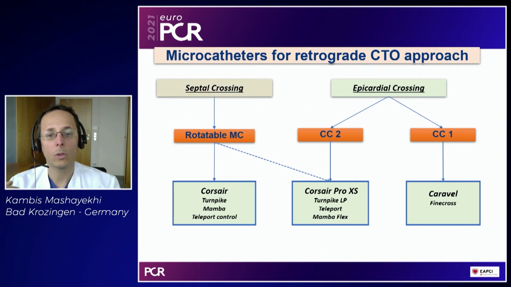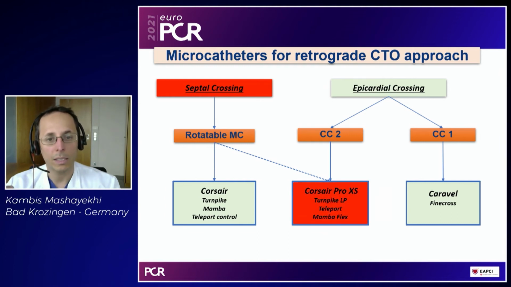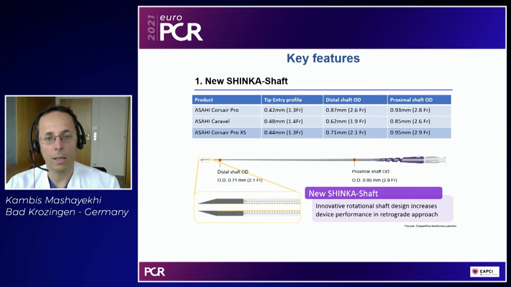Well, coming now to the other part, which is more the tinier septal crossing part, I will show you where I use a device, the Corsair Pro X, in a scenario over a last remaining LIMA, and I will show you why I use this microcatheter as well.